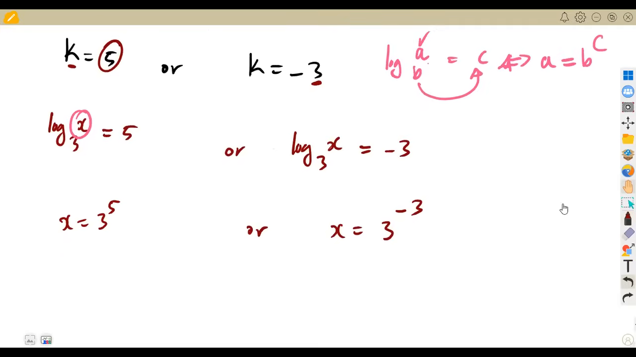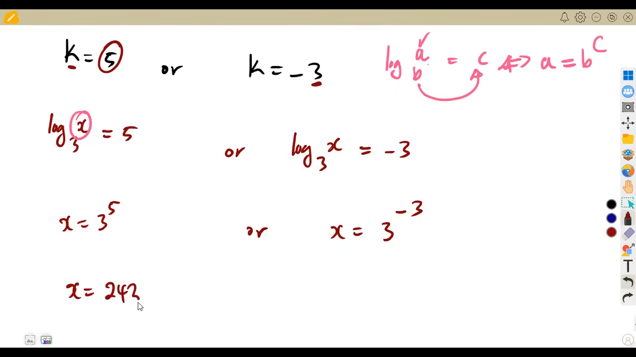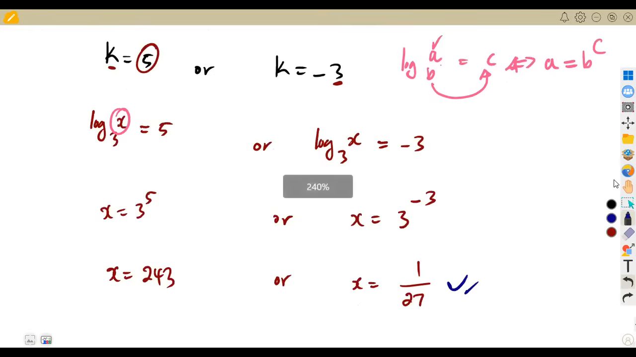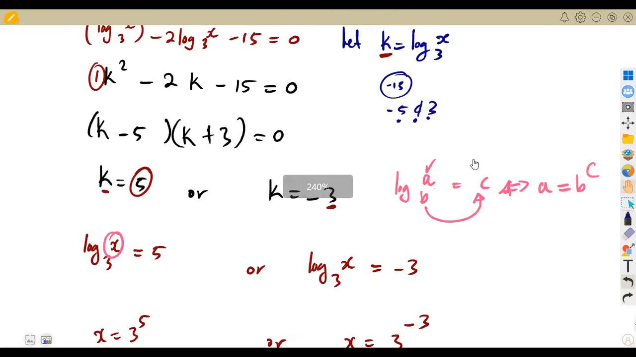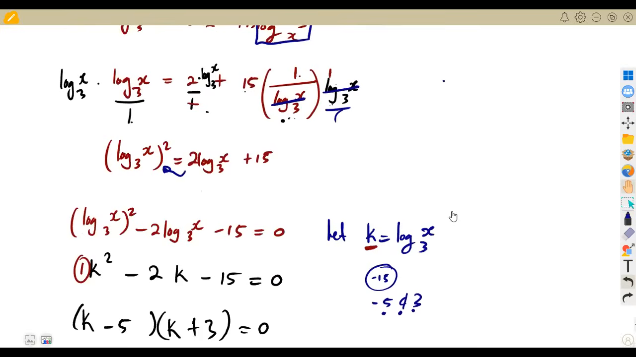All right, this is you and your calculator, guys. 3 to the exponent of 5 will be 243, or 3 to the exponent of negative 3, which is going to be 1 over 27. I'm not going to waste much time here, just use your calculator. So these were the expected values for x.